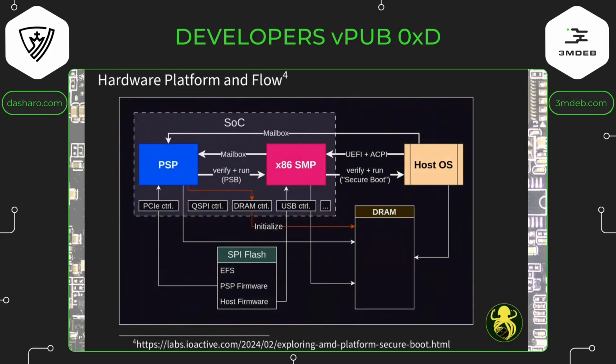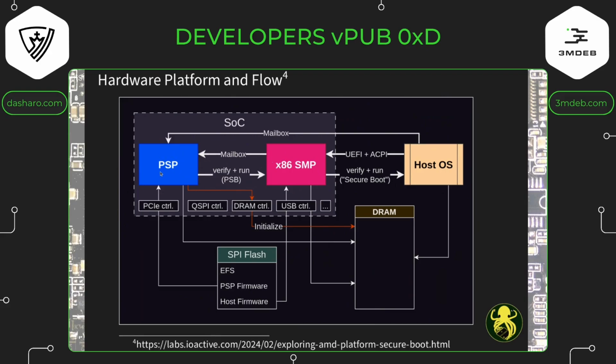So just to briefly recap how that platform actually works. What I've sketched here is essentially a very rough view of what the hardware looks like and what the boot flow looks like from a very high level perspective. Within the SoC here, we would have the so-called PSP, so that would be a few ARM cores. Then we have the x86 cores, which are typically used like SMP cores in a way, and there would be a mailbox interface between them.